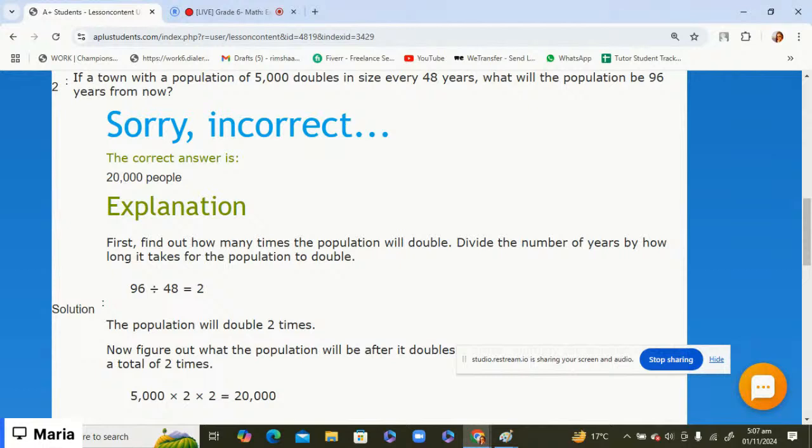Like 2 times 2, 2 times 2, and 2 times 2. It will total become the 5. Now you all understand? Tell me, everyone.